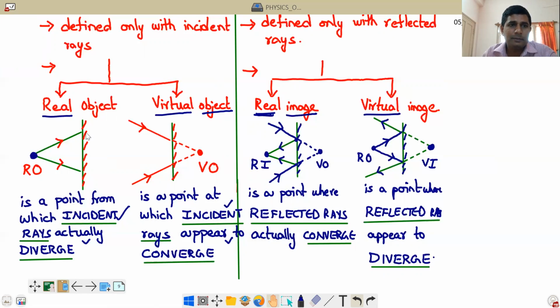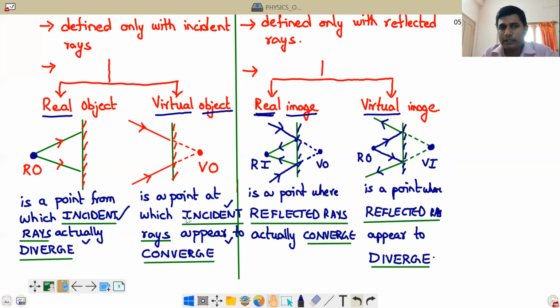So what is meant by real objects? A real object is a point from which incident rays actually diverge. Why actually? Because real means it is actually happening. Virtual means appears to. So if the incident rays actually diverge from a point, that is called a real object. It's very, very important. And what is meant by virtual objects, friends?